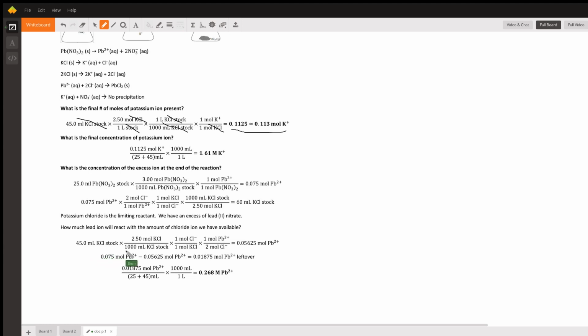Same thing here. We're going to cross it out. Remember that 2 moles of chloride react with 1 mole of lead. 2 moles of chloride ion react with 1 mole of lead ion. So that's how much is going to react. This is how much we started with minus how much we're reacting. That's how many moles of lead ion are left over. And if we want to calculate the concentration, we're just going to divide it by the volume, and that is our answer.